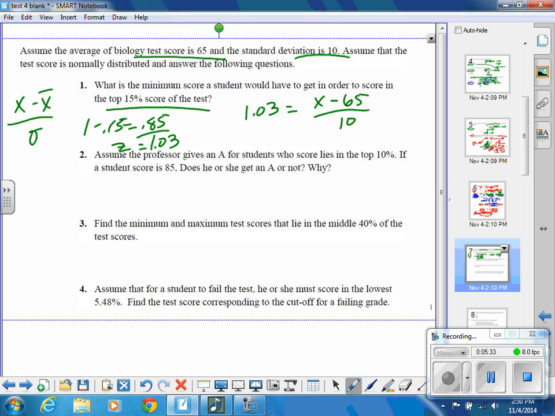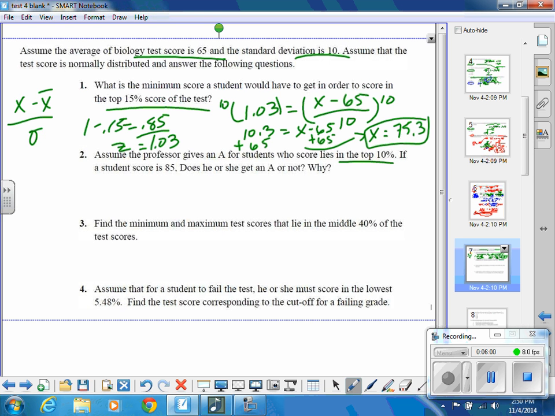And now I work backwards like we just did in that last example. Multiply by 10, multiply by 10, 10.3 is equal to x minus 65. Add your 65, and you should end up with x is equal to 75.3. So 75.3 is the minimum score the student would have to get to be in the top 15% of the test takers, okay?